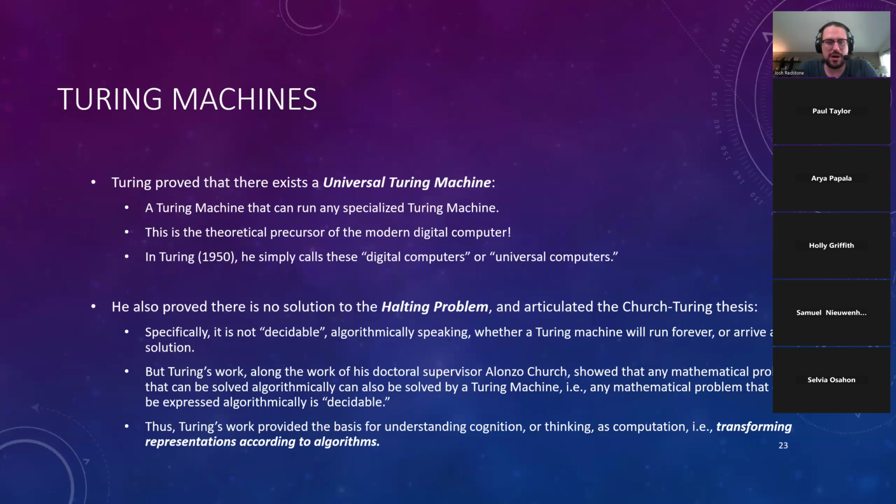Yeah, and he also proved there's no solution to the halting problem. It's not decidable whether a machine will run forever or arrive at a solution. It's not something that you can compute your way to an answer to. But, and this is the Church Turing thesis, anything that can be solved algorithmically, that is anything that you can solve with math, can be solved by a Turing machine. So any problem that can be algorithmically expressed is decidable or computable.